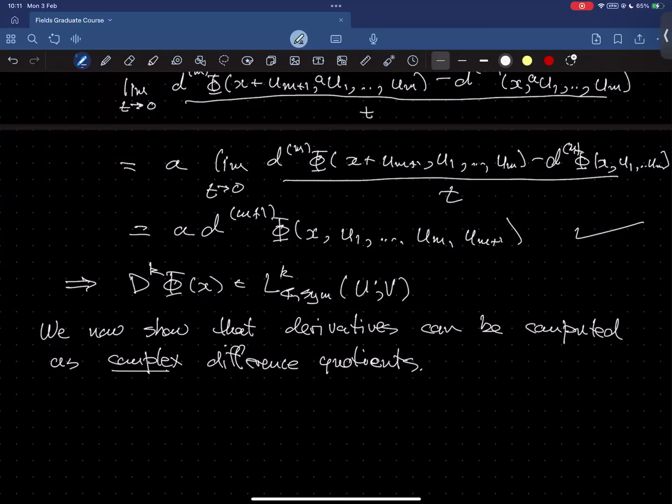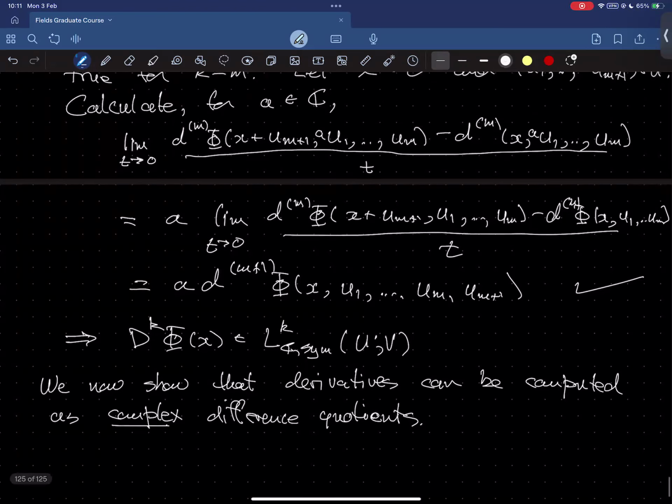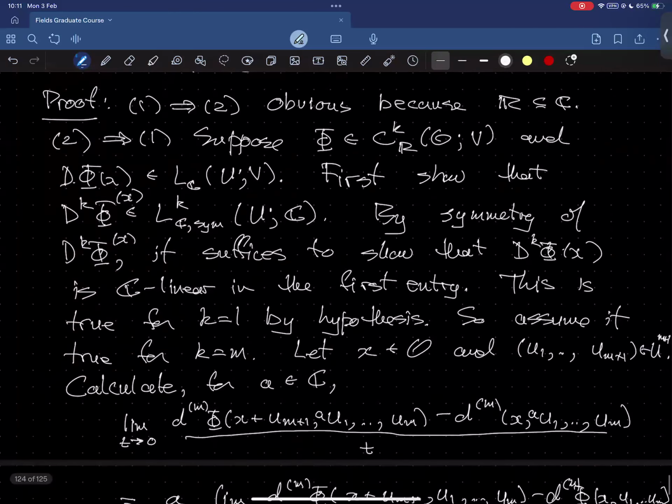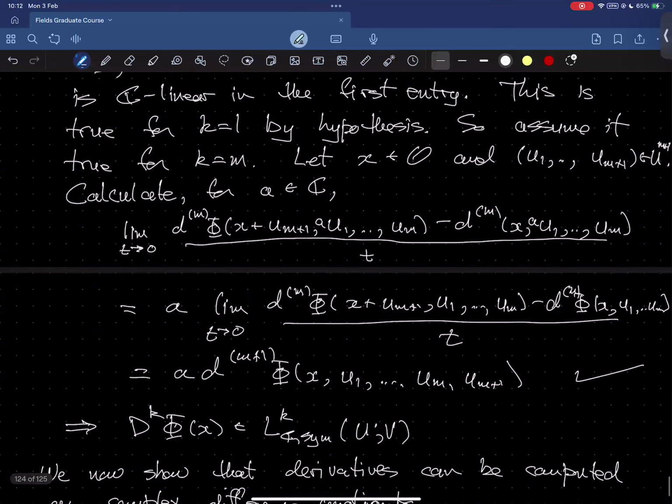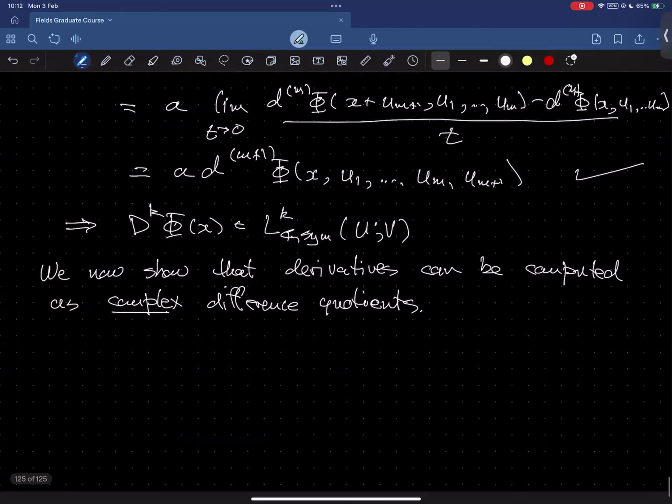And so you're going to do this by induction. I'm going to just skip to the inductive step rather than starting with k equals 1. I'm just going to show how this works with the inductive step. So this is proved by induction.